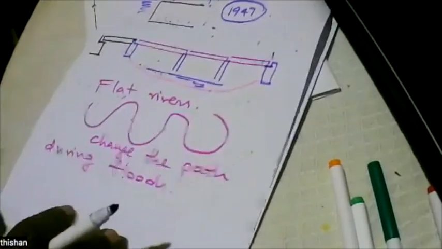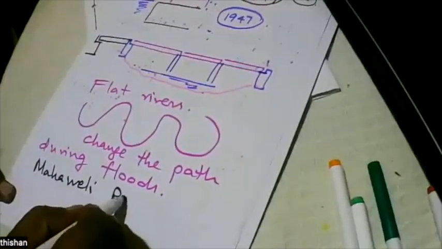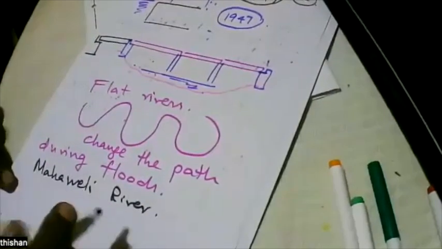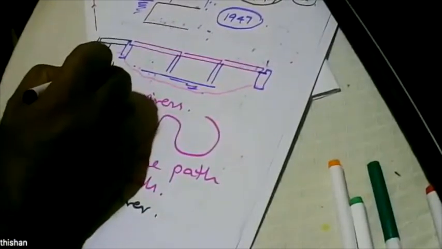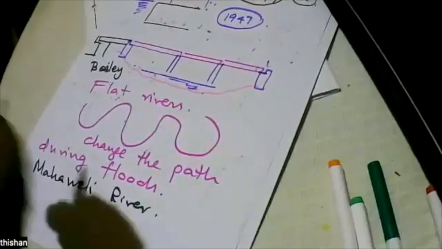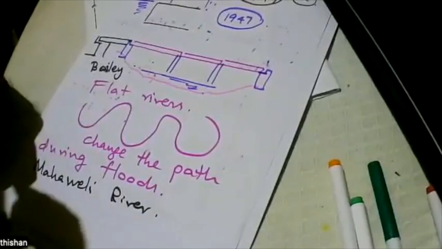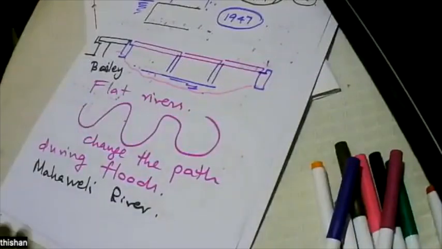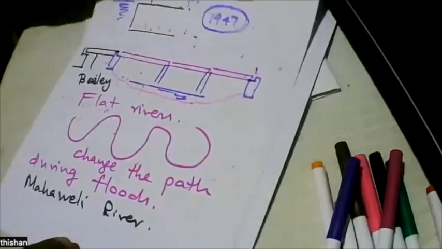And this has happened at a few places on the Mahaveli River. After constructing, they have found that they need a Bailey Bridge here, because the bridge behind the abutment has been washed away. So these are some of the important things that we have to look into. And then we'll see what are the different options that are available for foundation.